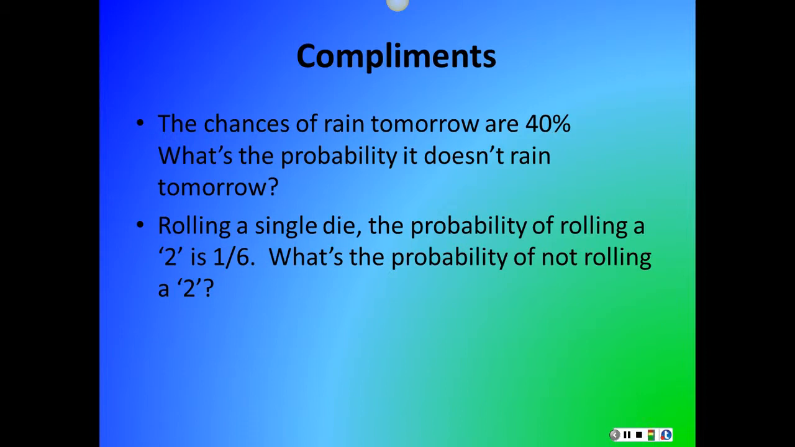If I roll a single die, the probability of rolling a 2, when 2 pops up, is 1 out of 6. So what's the probability of not rolling a 2? And again, it's going to be 5 out of 6. Again, this is the idea of a complement. A complement of an event is a probability such that they add up to a full probability of 1, or 100%.